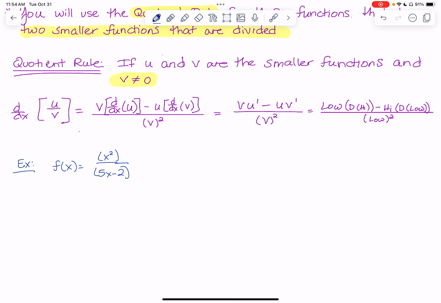All right, otherwise this doesn't work at all for me. It's not a part of my original function anyway. So let's take the derivative. We're going to take the derivative of this.